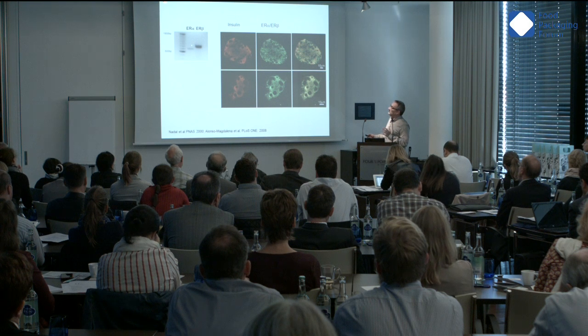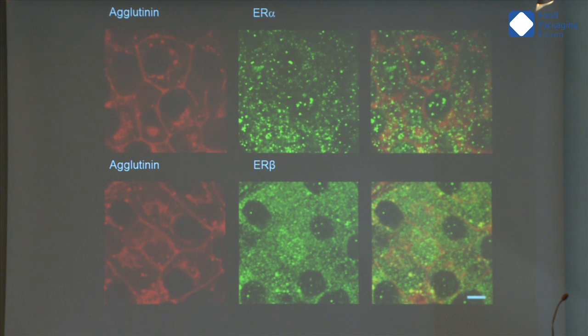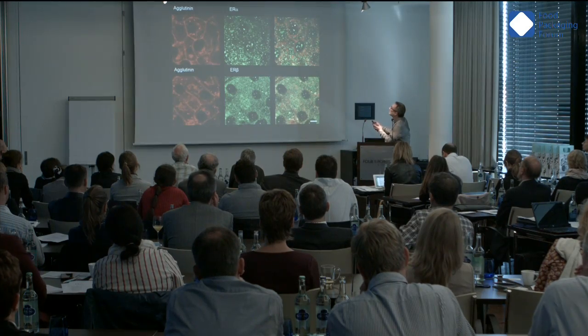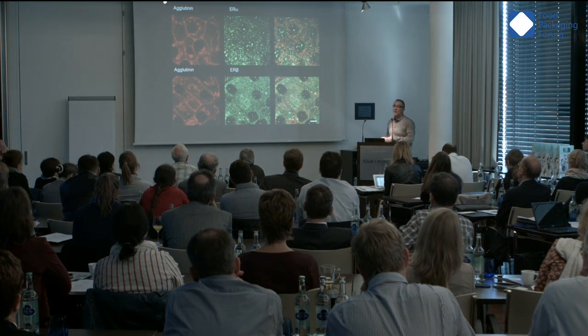Yeah, beta cells express both ER alpha and ER beta receptors. And this is an important point. Where are they located? This is an islet of Langerhans. We label membranes with agglutinin, and we do an immuno for ER alpha and ER beta. And we can see how, in green, ER alpha is located mostly in the cytosol, also near the membrane, a little bit in the nucleus, and ER beta is mainly extranuclearly located.